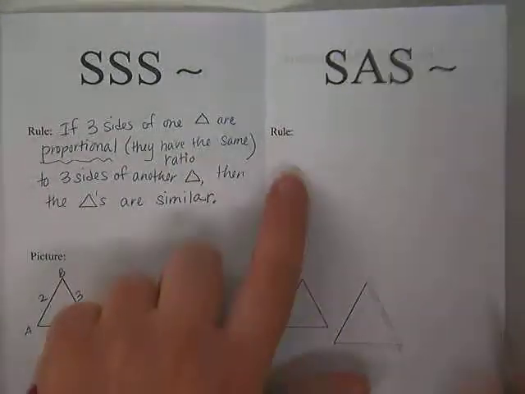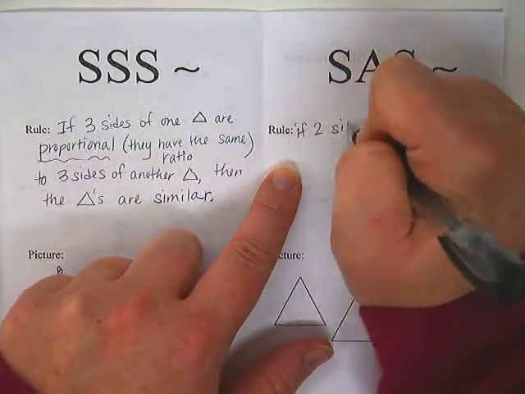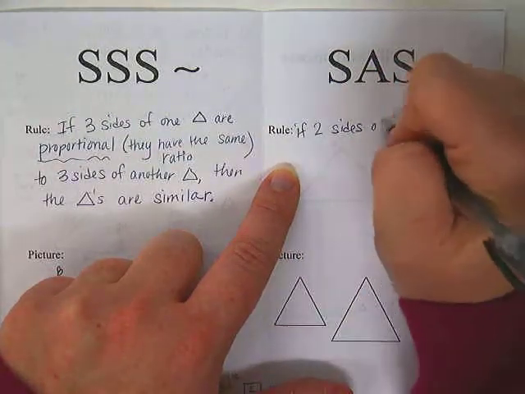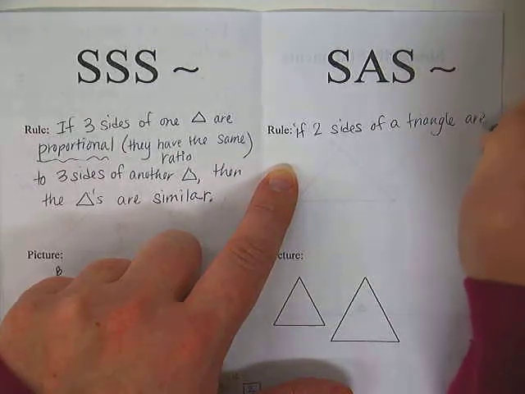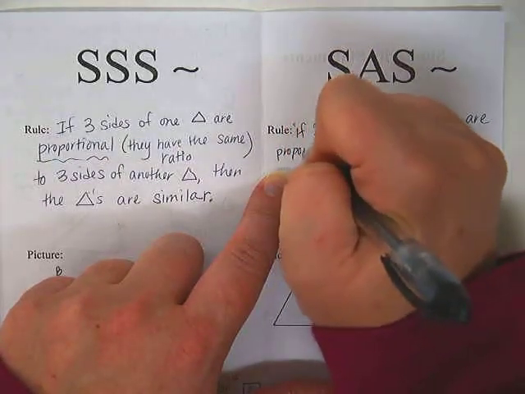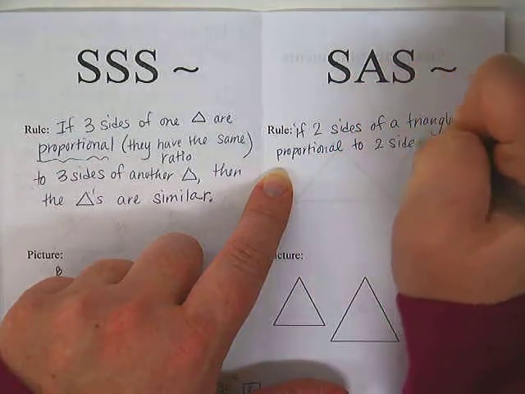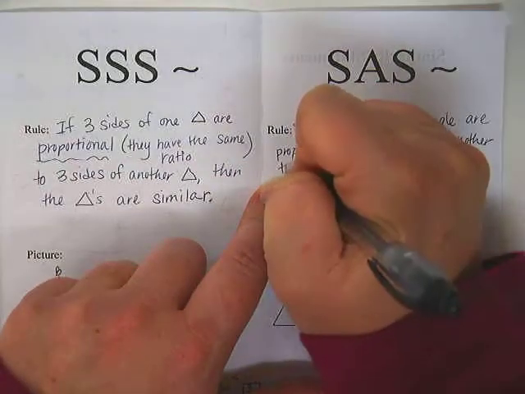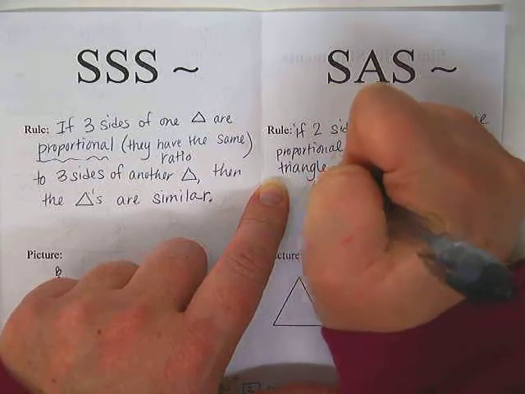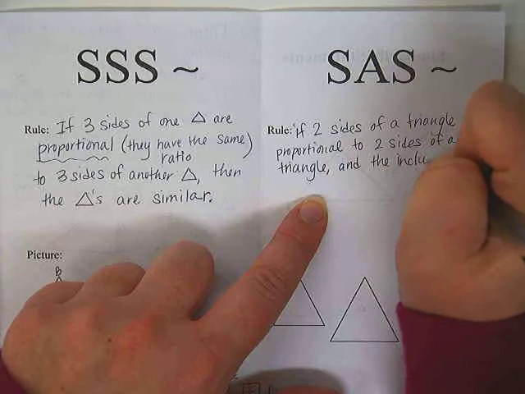Okay, last one is SAS. SAS says if two sides of a triangle are proportional to two sides of another triangle, and the included angles, what does that mean?